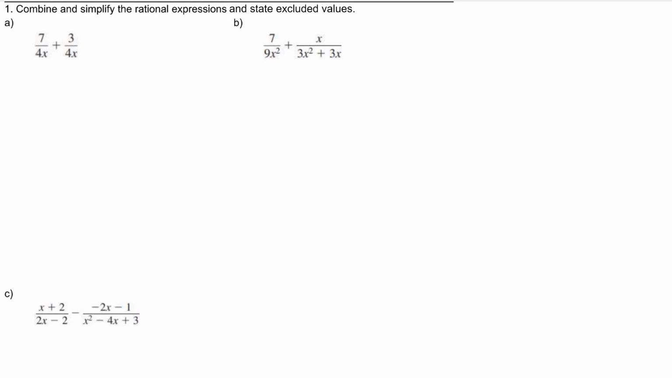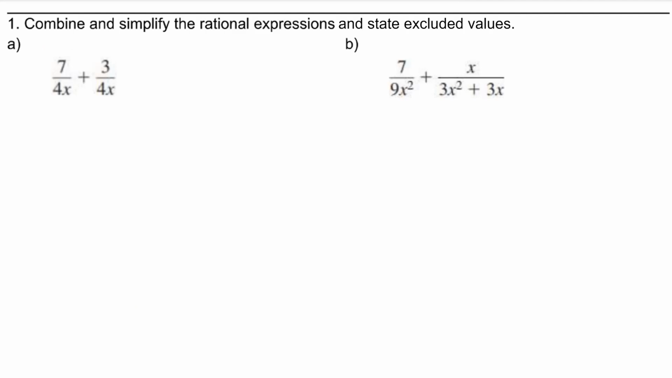Now that we're familiar with how to find the least common multiple, let's combine some rational expressions. Part A already has common denominators, so we just need to add the numerators and state the excluded values. Excluded values would be whatever makes any of your denominators equal to 0. Our denominators were 4x and 4x. The only way for 4x to equal 0 is if x is equal to 0.